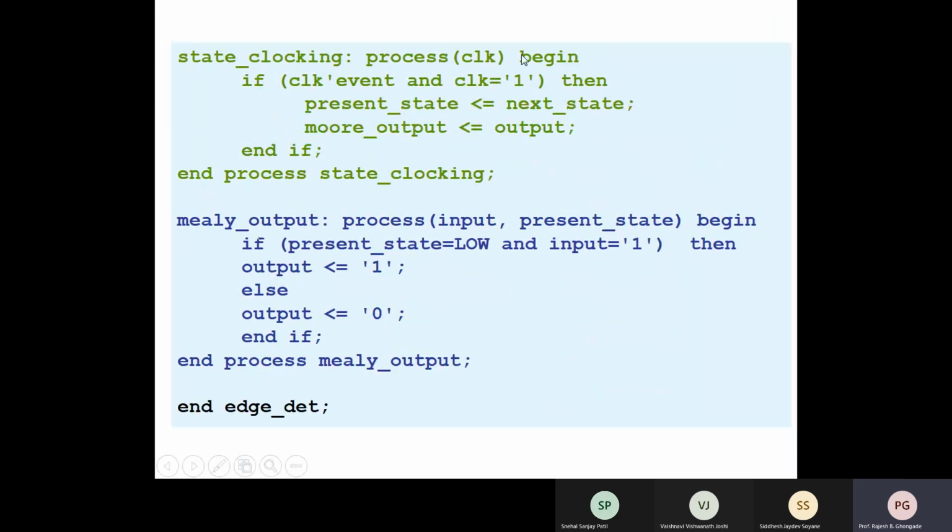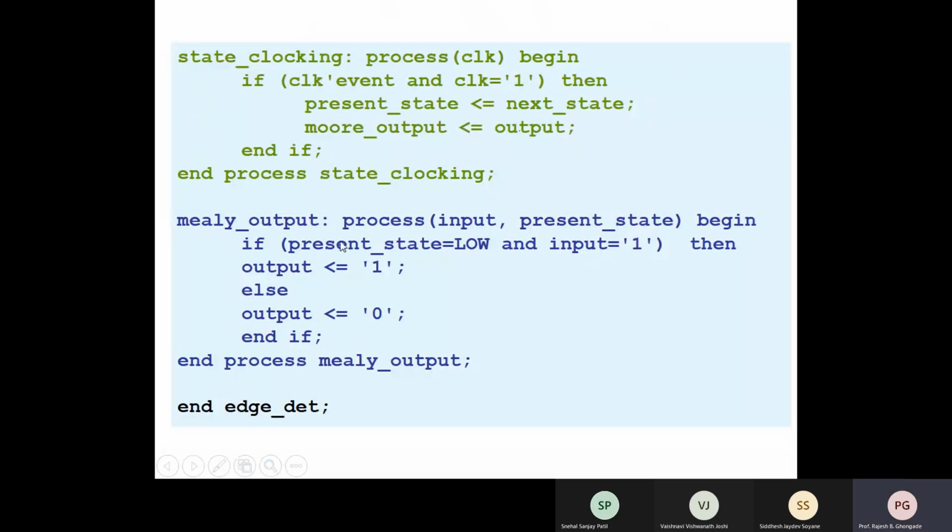Process sensitivity clock begin, if clock'event and clock equal to 1. This simply means what? I am looking at the rising edge. So at the rising edge, what am I doing here? Present state is assigned the next state that we have already computed. And Moore output is also assigned the output over there. Remember, whenever you talk about the Moore output, it will be synchronized to the clock. So it has to come in this particular clock process or clocking process.